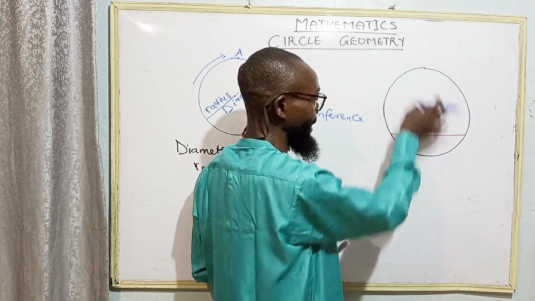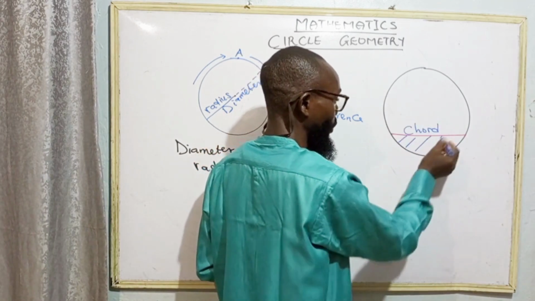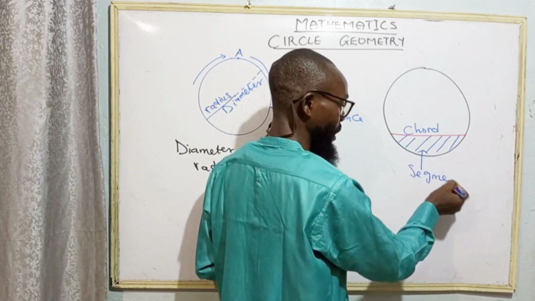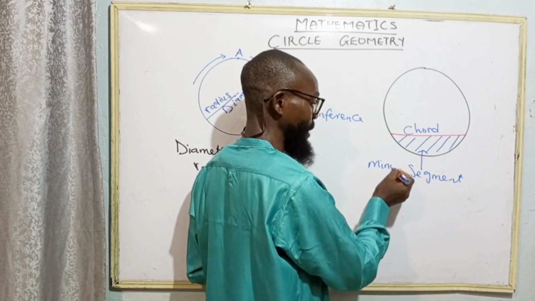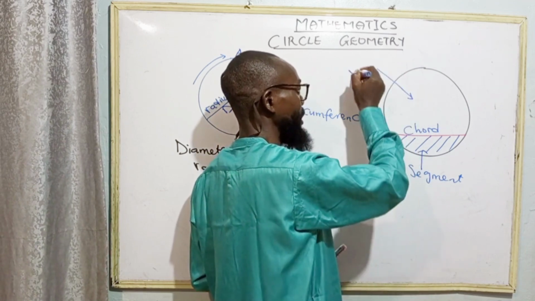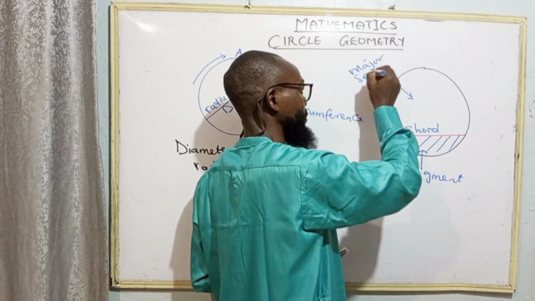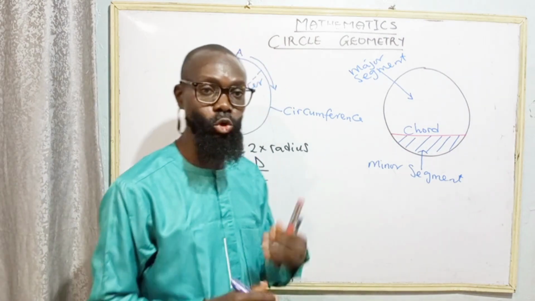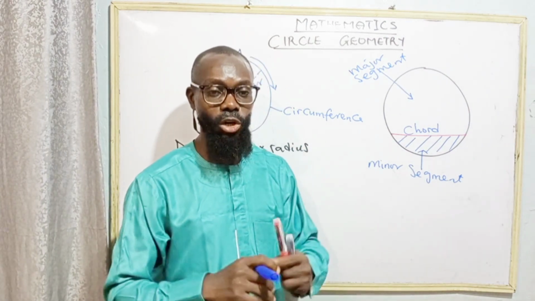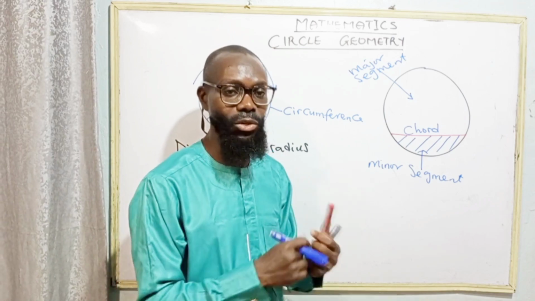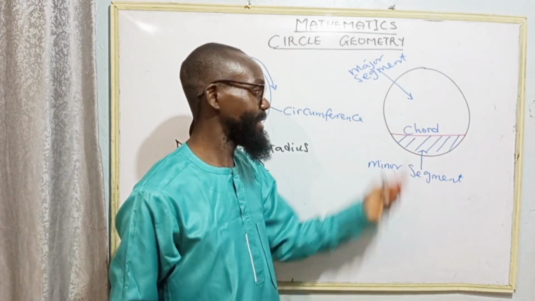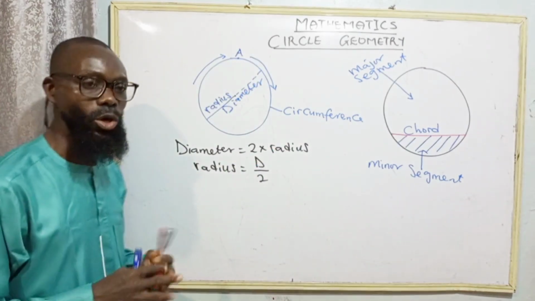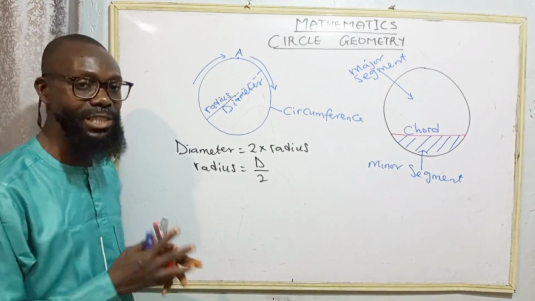This chord is dividing the circle into what we call a minor segment. This is a segment, but this segment is called the minor segment, while this upper segment is called the major segment. So, when we have a line dividing a circle into two different parts, that line is called a chord, while it's dividing that circle into the minor segment and the major segment. So with these characteristics of the circle, we are now going to be looking at the theorems in circle geometry.